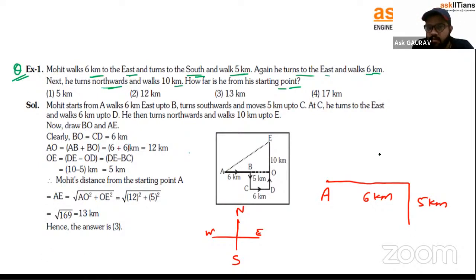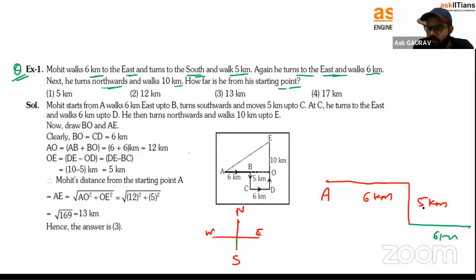Again, he turns to the east and walks 6 kilometers. Okay, when you are facing south and want to turn, again he turns to the east and walks 6 kilometers. So it will be like 6 kilometers from here. And next he turns northwards 10 kilometers.